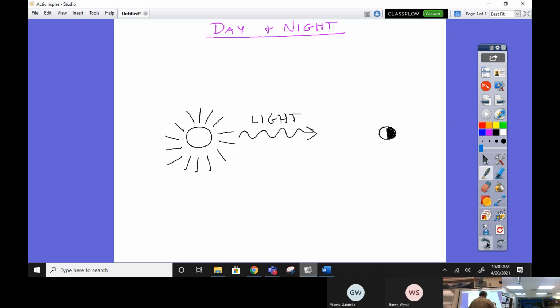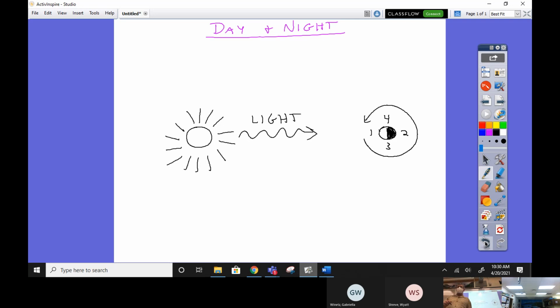So right here, I'm going to label this as number 1. And then I'm going to label this as number 2. And I'm going to label this as 3, and this is 4. Go ahead and add those labels to your diagram. And let's show an arrow circling. So the arrow is showing Earth's rotation.